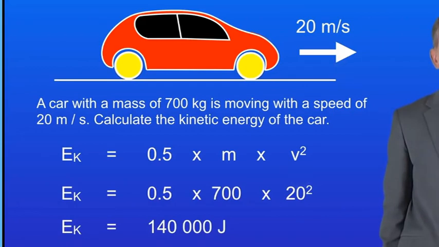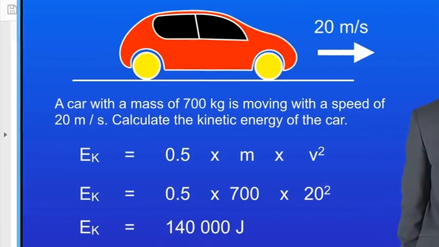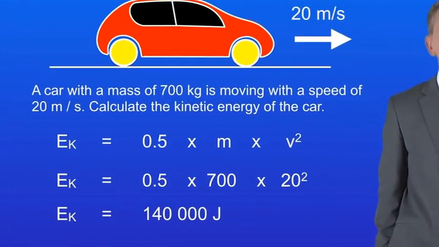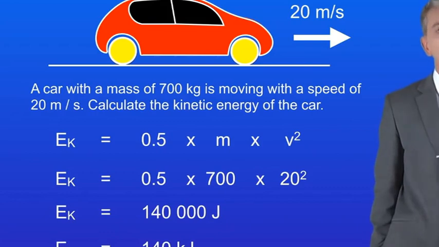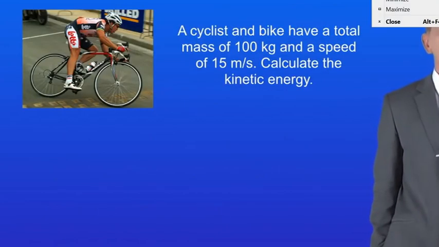Okay, so that's the kinetic energy that you get: 140,000 joules. Because 140,000 is very big, we can change it to kilojoules. And how would you change 140,000 joules to kilojoules? You change it by dividing by 1,000, because if you have joules and you want to change them to kilo, remember kilo means 1,000.